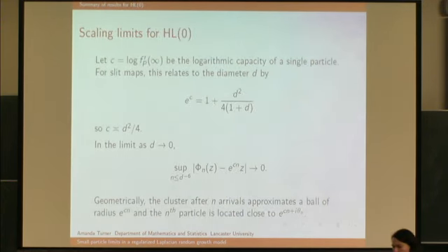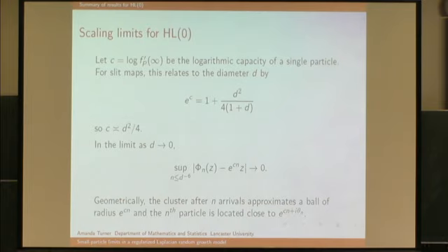Okay, so I'll just summarize some of the results that we have on HL0 together with James. Just a bit of notation. We let C be the logarithmic capacity corresponding to the single particle mapping, and for the slit, there's an exact relation between the capacity and the slit size. Roughly, the capacity is like the slit size squared over 4.